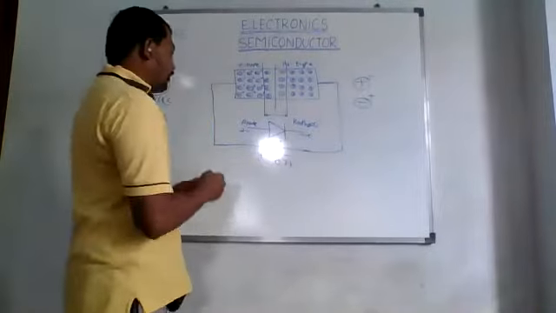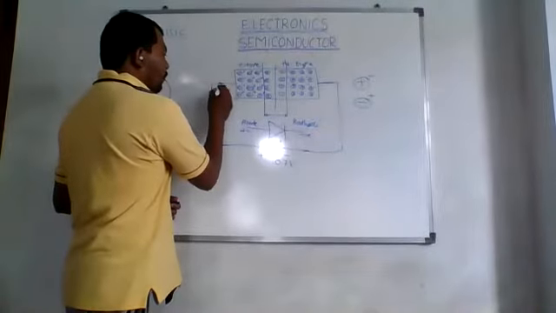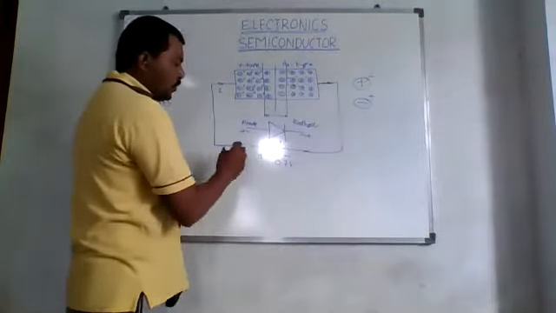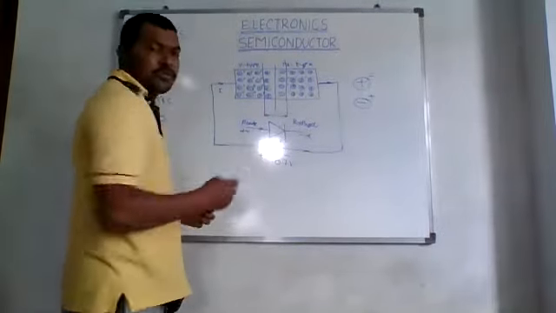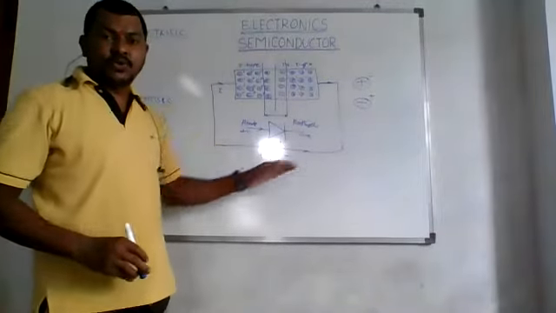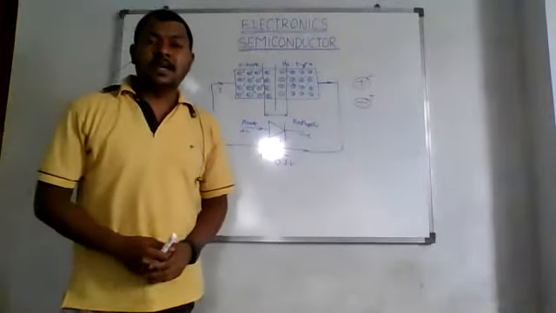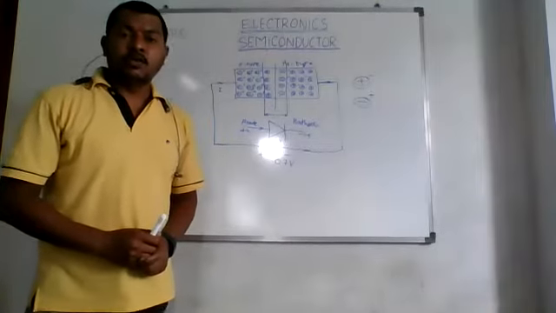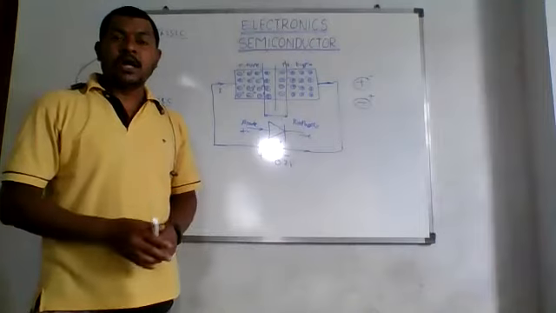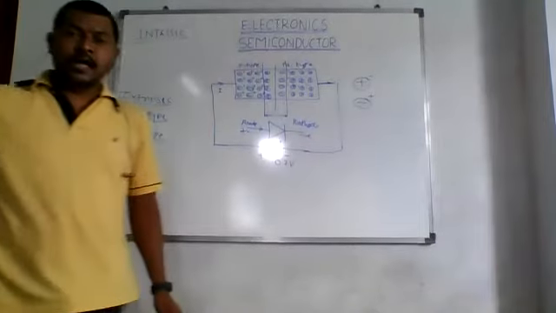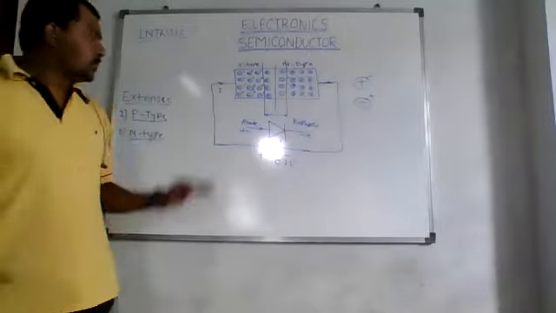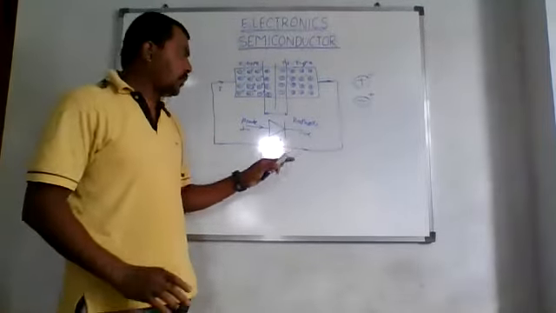And the current will start flowing through this. So the current is going to flow from positive to negative like this. The arrow shows that the current is going to flow from the anode to cathode, right? So current starts flowing through this diode, and we say that the diode is in forward bias condition, right? So after that, the diode will work. So we call it the forward bias condition of a diode.